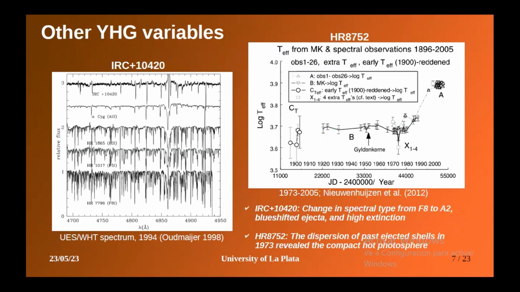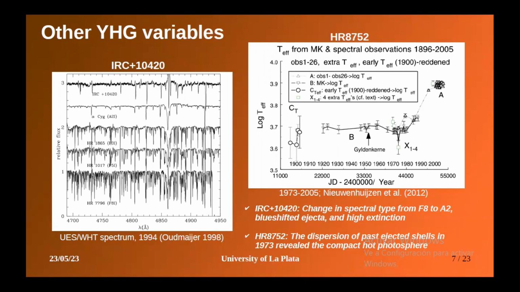Another one was IRC +10420, also a very bright yellow hypergiant. It is inside the yellow void. The star in 1994, with high resolution data, was found to have an A2 spectral type, but back in 1973, it was reported to have an F8 type. Although I have to be honest, I have to correct what I said to Lydia. When I went back to the paper, this is from Humphreys 1975, they report that the star had this spectral type, like an F8, but they don't show the spectrum. They just say that this was underexposed.